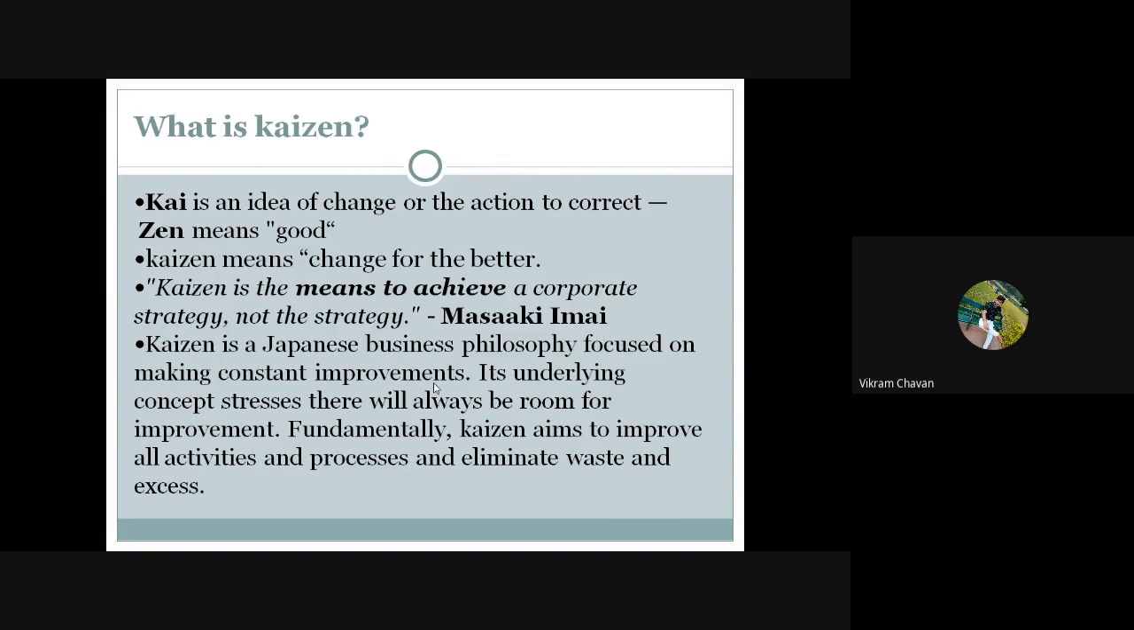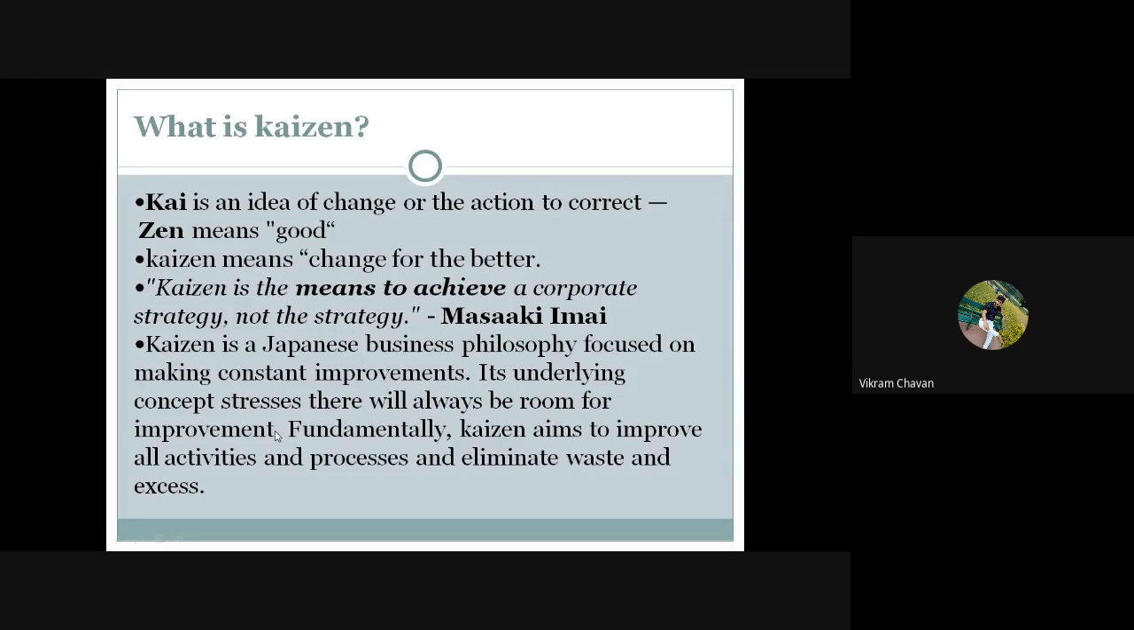One can find some changes after 1 year, one can find some changes within 1 month. The workers or the employees can suggest those changes, and the benefits after performing those changes are given more priority. The change should be for the betterment of the work location. The underlying concept stresses there will always be room for improvement.